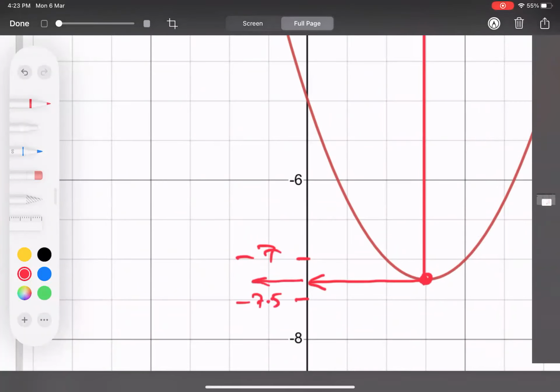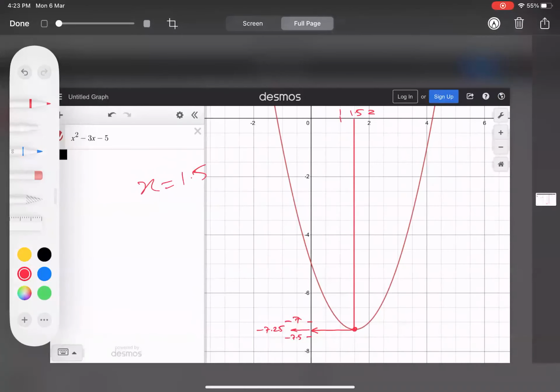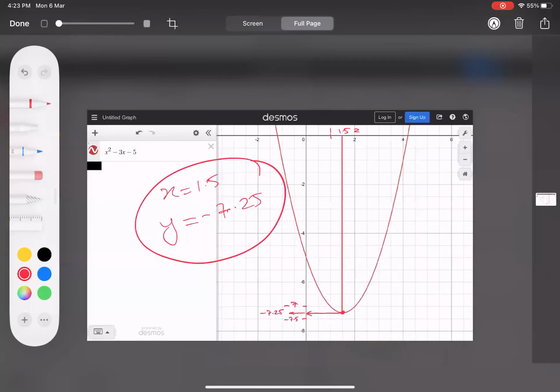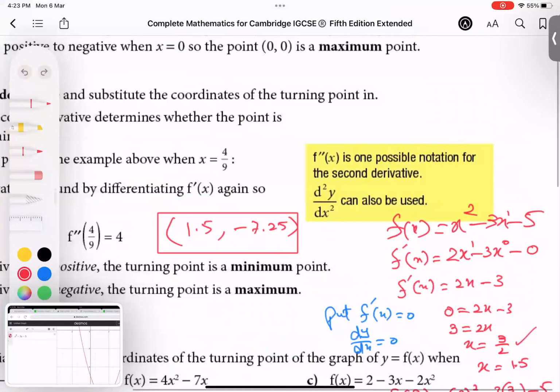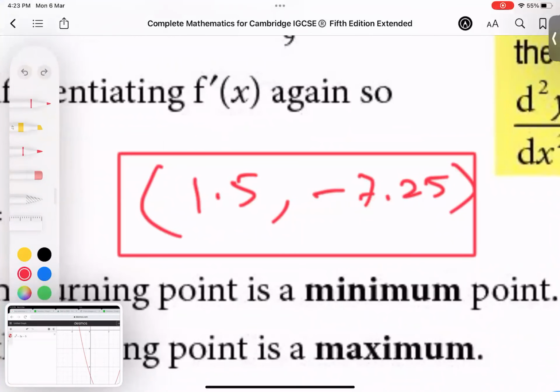And this is coming negative 7.25. So the answer is very, very clear. Let's go back and check whether our answer is the same or not. This point is called the turning point, where the curve is turning. So let's see: 1.5 and negative 7.25. Look here, 1.5 and negative 7.25.